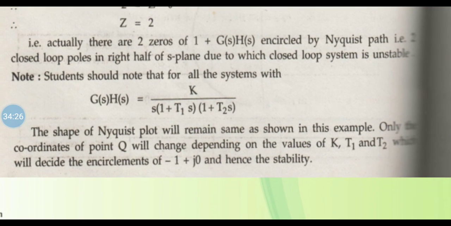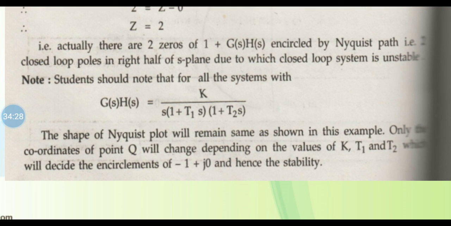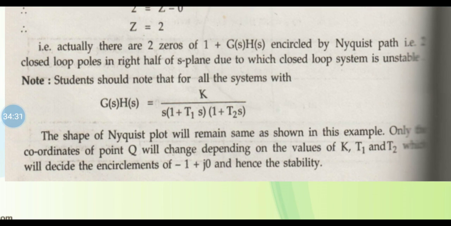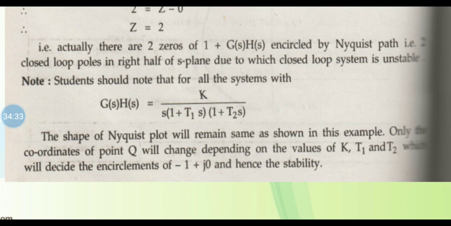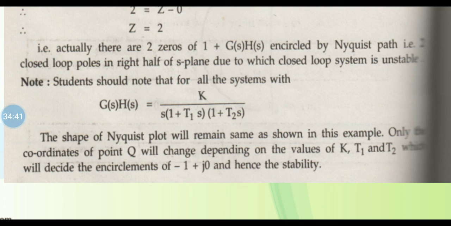There is one thing to note for the student. For all systems with G(s)H(s) equal to K divided by s into bracket 1 plus T1 s into 1 plus T2 s, the shape of the Nyquist plot will remain the same, as shown in this solved example. The coordinates of point Q will change depending on the values of K, T1 and T2, which will decide the encirclements of minus 1 plus j0 and hence the stability.